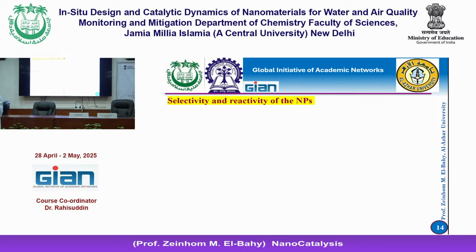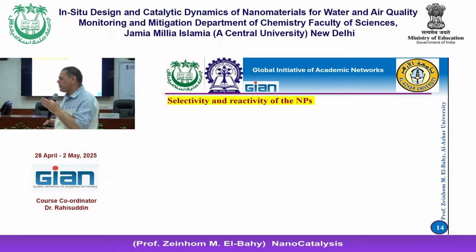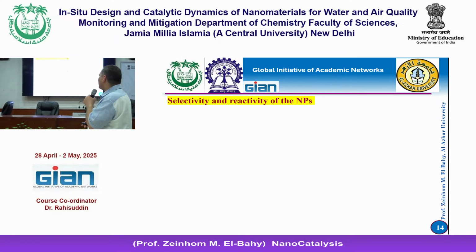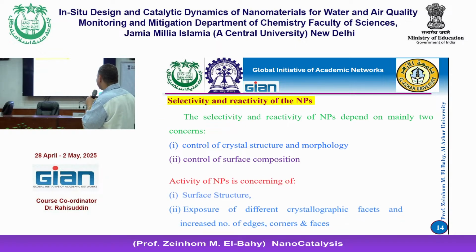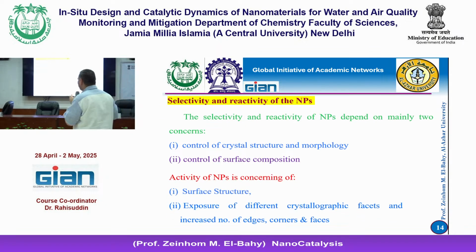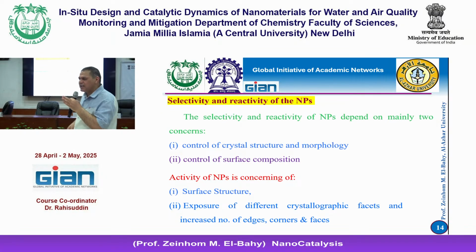What about the selectivity in nanoparticles? What happens to selectivity if we use nanoparticles? Nanoparticles bring different changes, like a change in surface area, control of crystal structure and morphology, control of surface composition, and also exposure to crystallographic facets and an increased number of edges, corners, and faces. All of these factors change the catalytic activity, and consequently the selectivity will change or will be better.